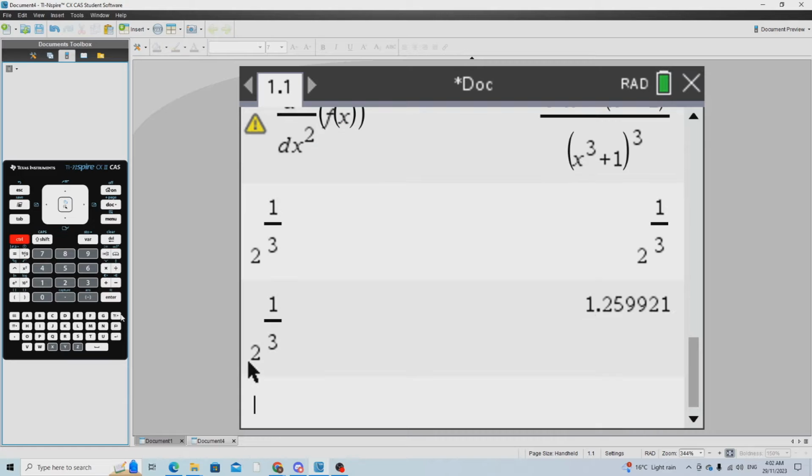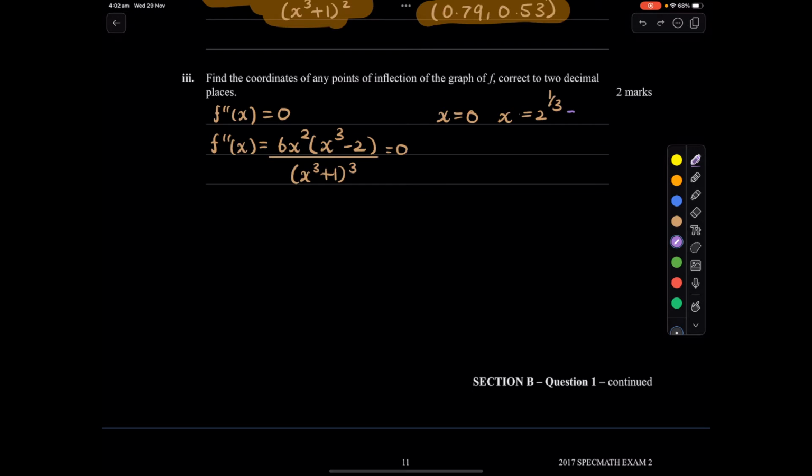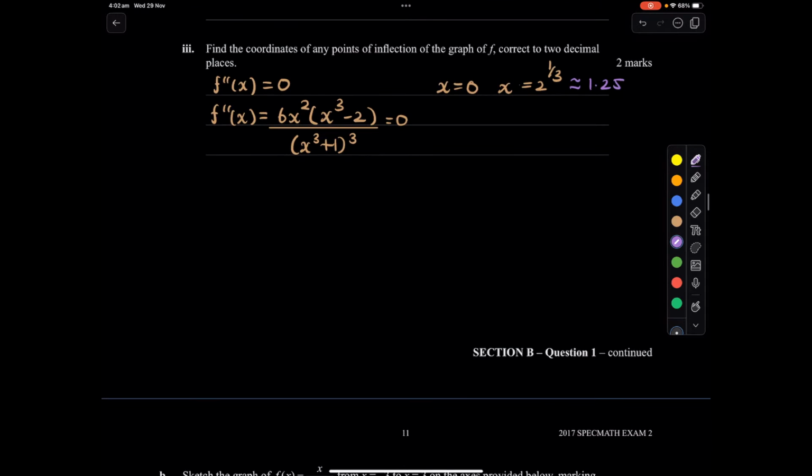It is actually just 1.25. So this is approximately 1.25. So this is what you need to be careful. You need to have a look at if it changes sign. If it changes sign, then it is a point of inflection. If it doesn't change sign, it's not a point of inflection.